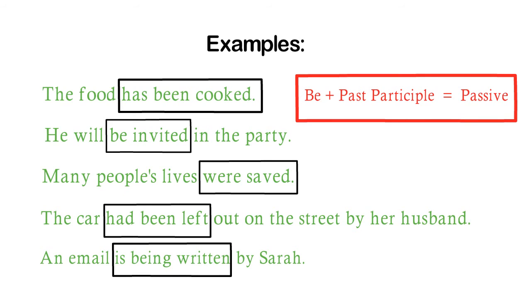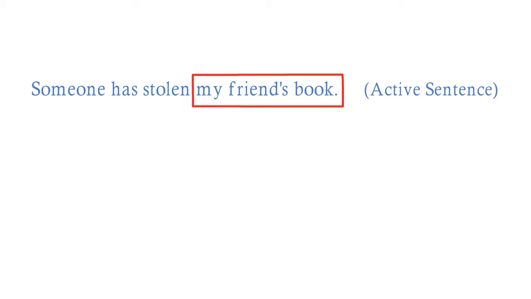Let's try to change an active sentence to passive together. Someone has stolen my friend's book. This is an active sentence. Can you remember the 5 steps? Step 1. It's easy, identify the object. Someone has stolen my friend's book. Step 2. Object becomes the subject. My friend's book.